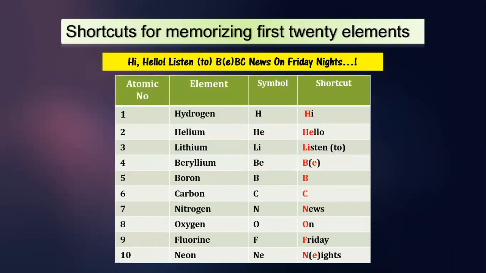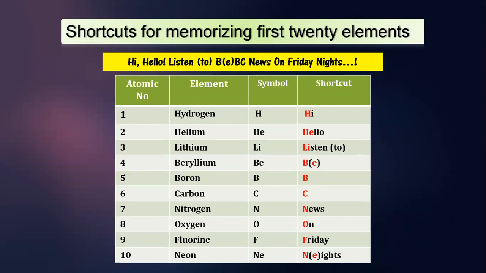But now students, we have a fun way of remembering the first 20 elements. What we just saw were the first 18 elements. If we add 2 more elements, they become our first 20 elements, and remembering the name of each one becomes very difficult. So here I have a shortcut for you all to memorize the first 20 elements. The shortcut goes as: hi, hello, listen to BBC News on Friday night.